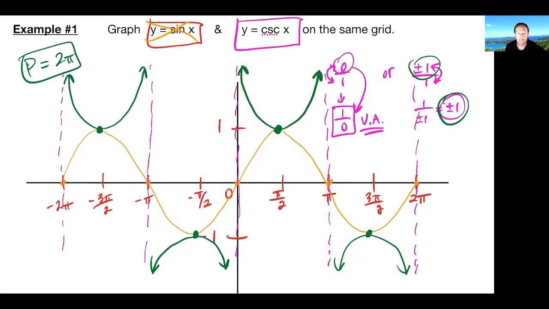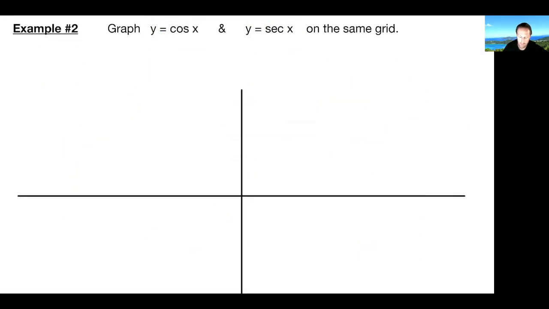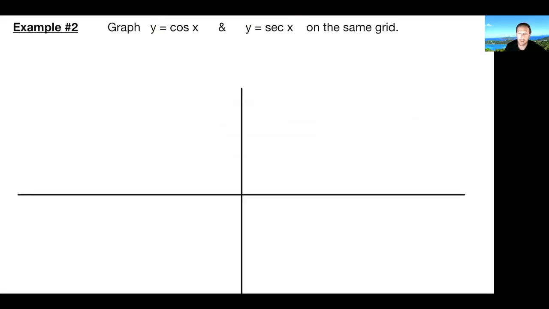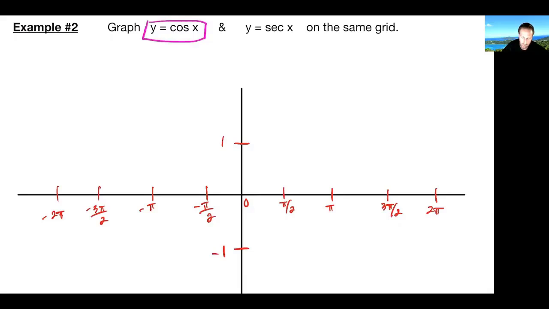And that's it. So let's take a look at example 2 and what we would do with secant then. So now we're dealing with cosine and secant. And like we said before, they are merely reciprocal functions of each other. So labeling our axes and then lightly graphing what we know cosine to be, which remember, cosine is always the x over r. And if we're on the unit circle, we're just worried about the x.